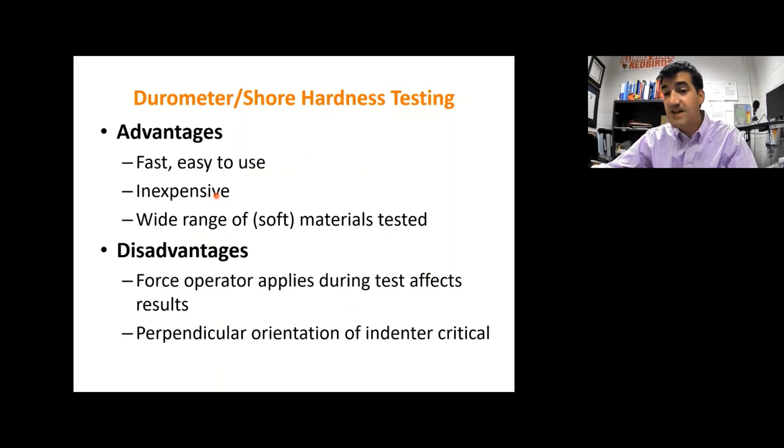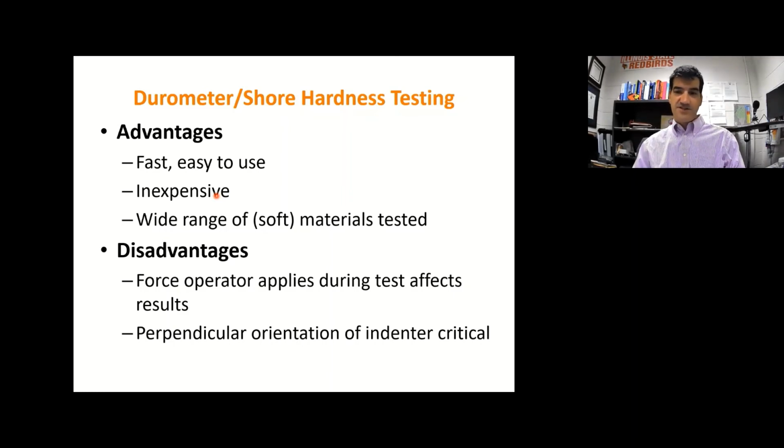These are relatively cheap. These were about $100 a piece, maybe a little bit more. But compared to the $25,000 automatic Rockwell hardness testing machine, these are pretty cheap. You can get cheaper ones that are lower quality, and you can get more expensive ones that are probably a little higher quality too, but you can get pretty good durometers for about $100.